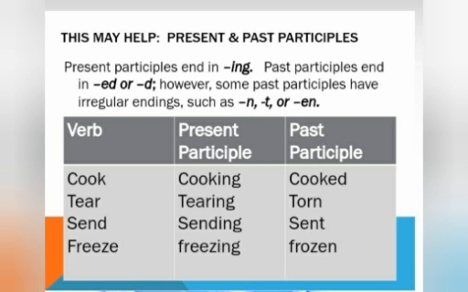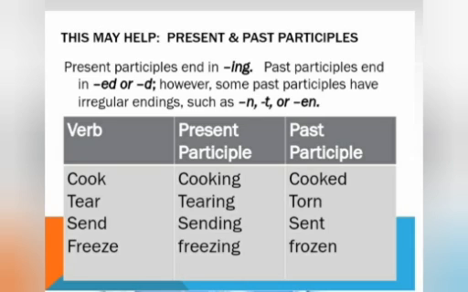Typically, participles are of two types: present participle and past participle. Now, present participle is where you add ing to the base form of the verb, and past participle is where you add ed, d, t, or n to the base form of the verb. Take for example, we have the verb cook.